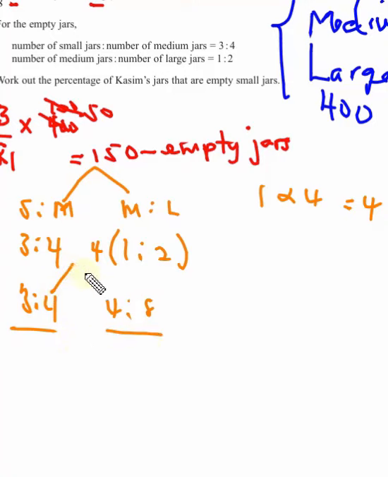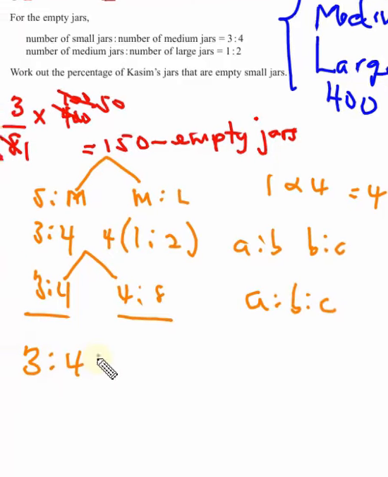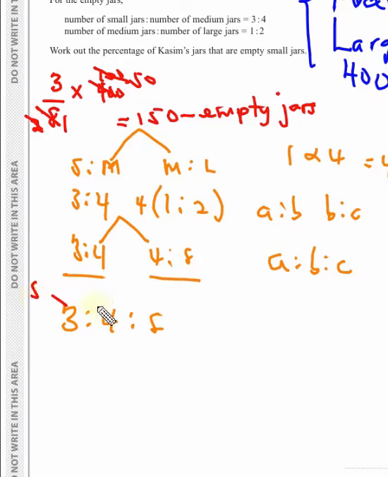Now we can see the medium has the same value, so we can combine them. For example, if I have A is to B and then B is to C, then I can say A is to B is to C. So I can have 3 is to 4 is to 8. 3 is for small, 4 is for the medium, and then 8 is for the large.